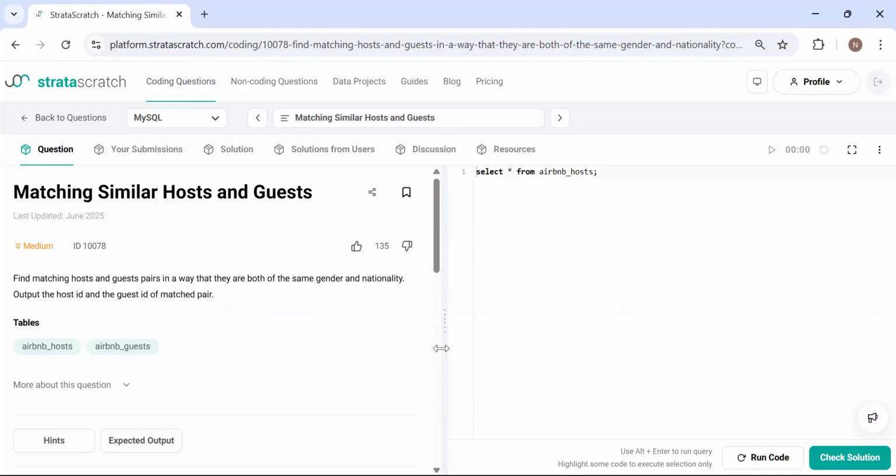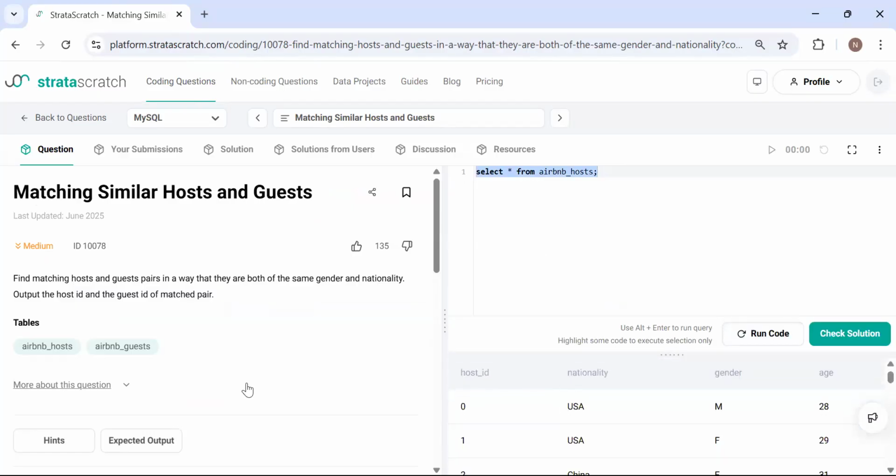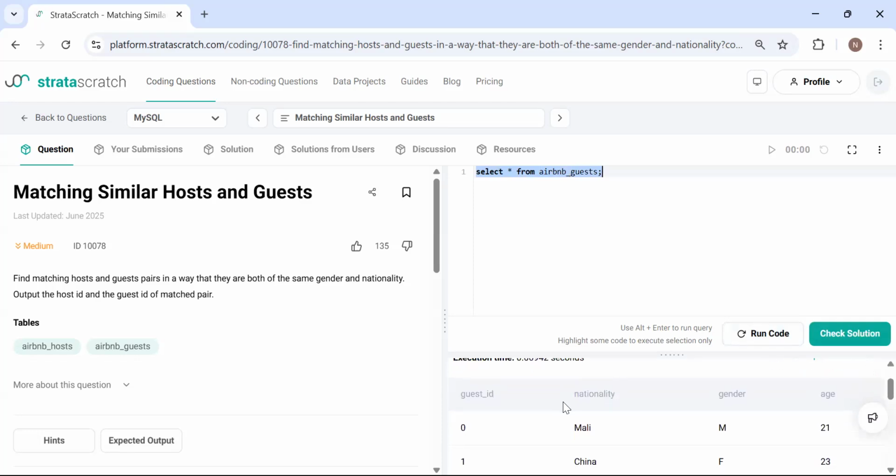Okay, so what we have to do, we have two tables given here. First is host table where we have host ID, nationality, gender, and age. And second, we have guest table where we have guest ID, nationality, gender, and age. And based on common nationality and gender in these two tables, we have to find out unique pair of host ID and the guest ID. Okay, so yeah, it's a simple question. Let's try to solve this.